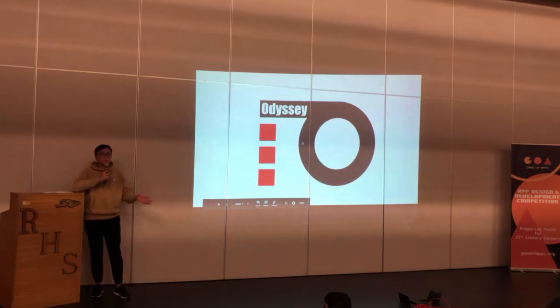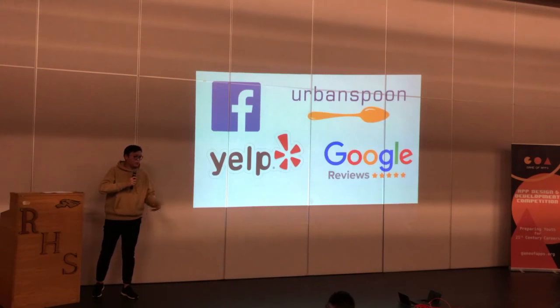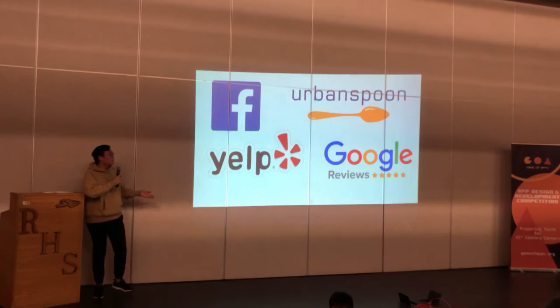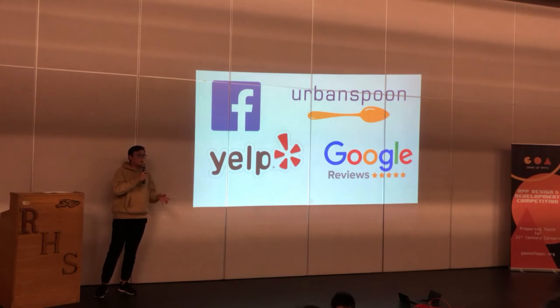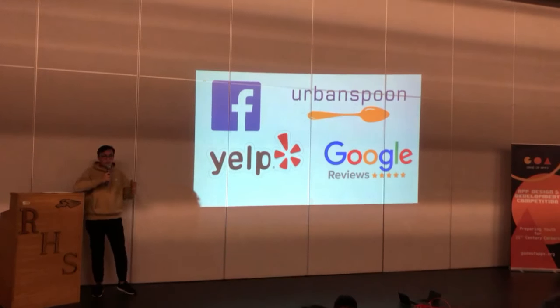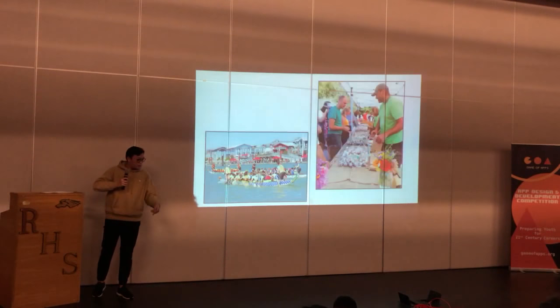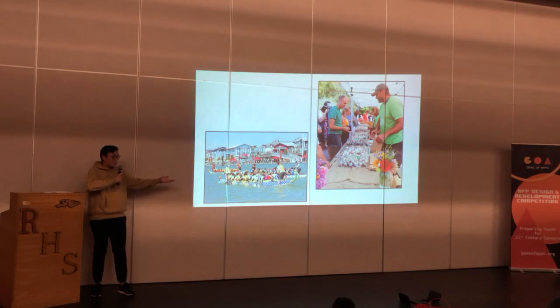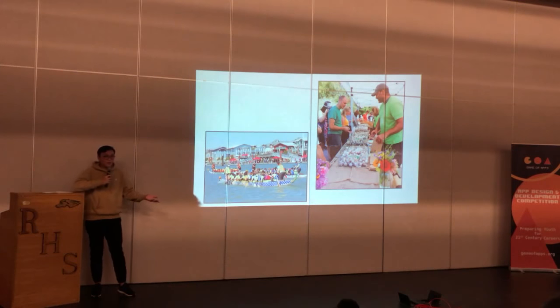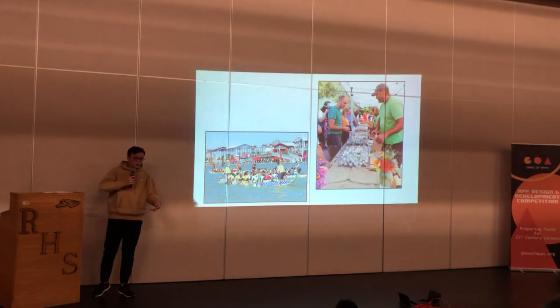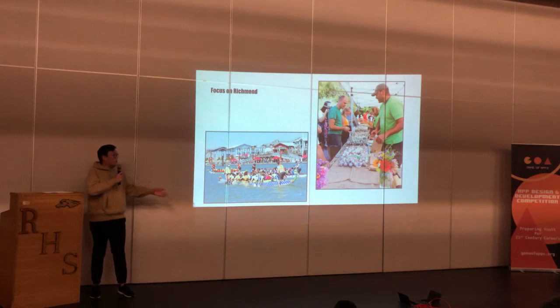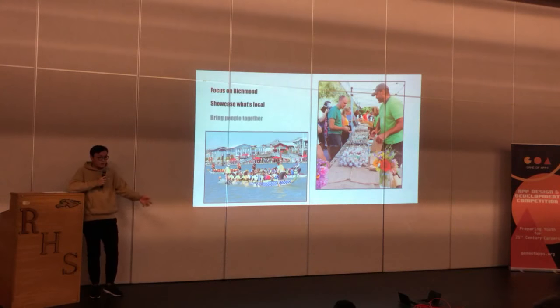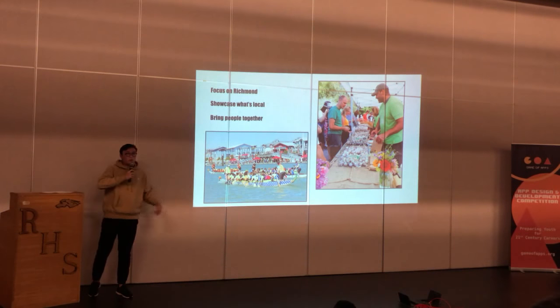We want to showcase events in Richmond. There are a lot of other websites or apps that do this, but we want to mainly focus on Richmond and highlight the local things that other people, especially visitors, don't know about. Things like the Richmond Garlic Festival or the Richmond Dragon Boat Festival, not a lot of tourists know about that, and we want to really showcase that. So our main focus is Richmond, and we want to really showcase what's local, and we want to bring people together through these events.